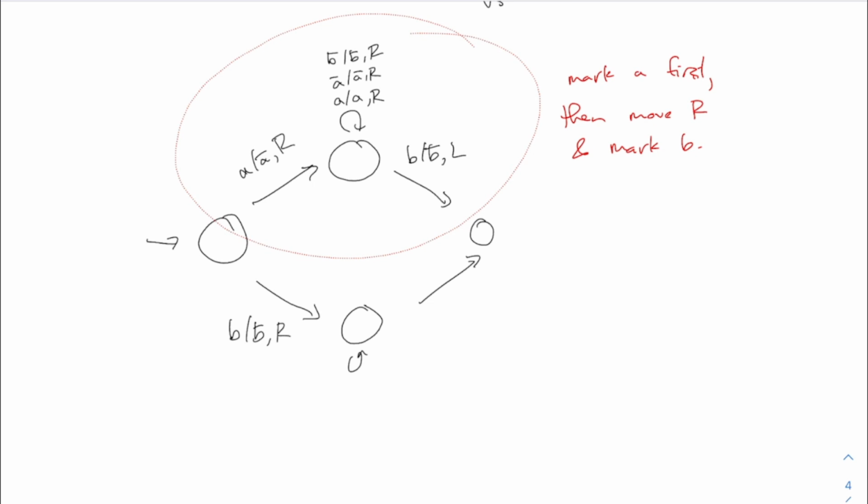So I got to go through B's. I might have to go through A bars, and I might have to go through B bars. So that state at the bottom there is moving to the right, eventually looking for an A, and then you should mark that A. So over here it'll say A bar, L. So after doing that, we have marked one letter and matched it off with one other letter, either way around, and we end up in the same place.